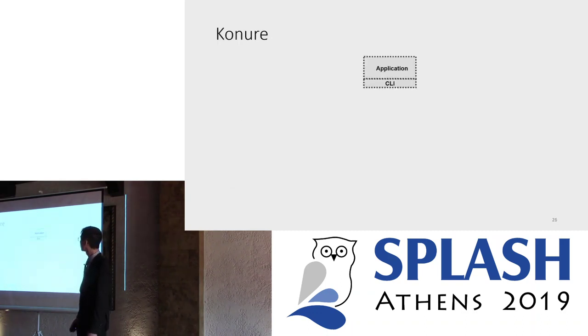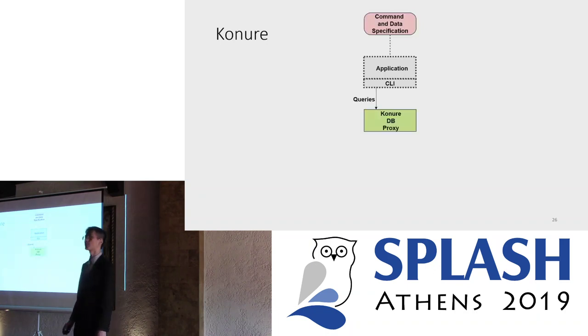At a high level, Konya starts with the application, which has some command line interface. And we also supplied the command and data specification that we mentioned previously. And the queries from the application get sent to the proxy. Notice it gets sent to the proxy, and we didn't actually instrument the original application. Now, any queries from the application get sent via the proxy to the database. The database then sends results, which the proxy sends back to the application. So the application doesn't know that it's been proxied.